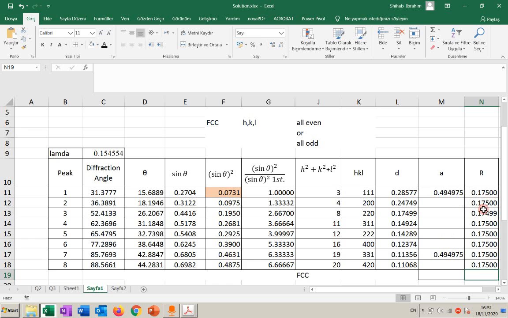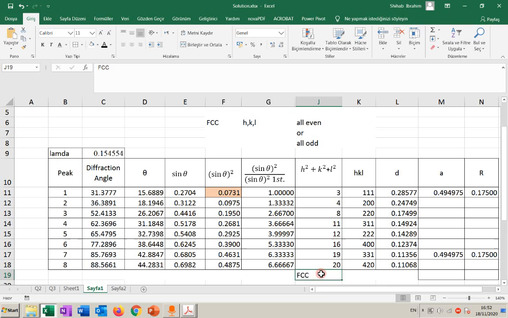And look at them, 0.175, 0.175, 0.17499 will be 0.175, 0.175. The R comes out exactly 0.175 here. So if you just find 2, it will be enough. I need you to find 2 for checking. So in order to know whether you did it correctly or not, you randomly choose 2 of the peaks and find a and R. If those 2 chosen come out exactly similar, we know they are correct. Now the atomic radius is 0.175 nanometers and the crystal structure is FCC.